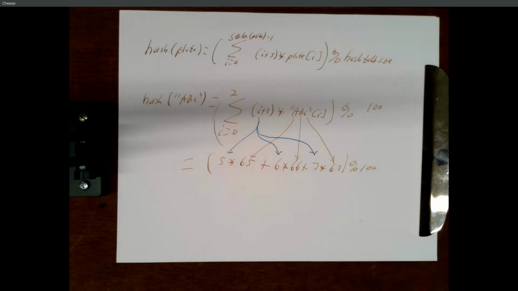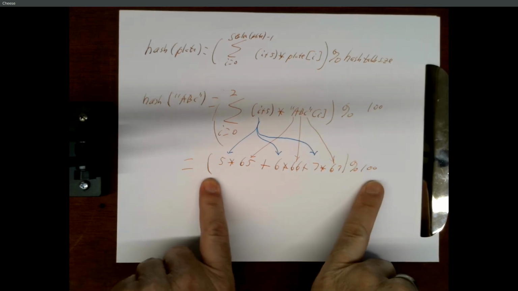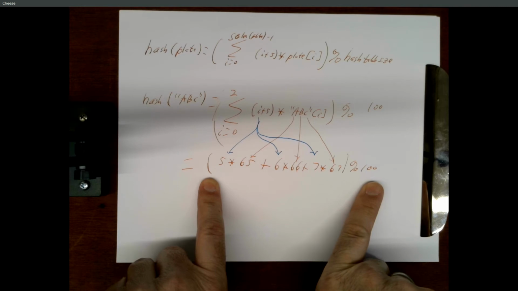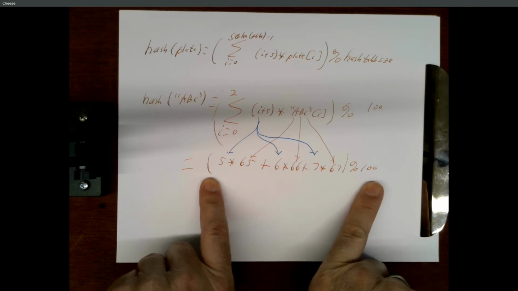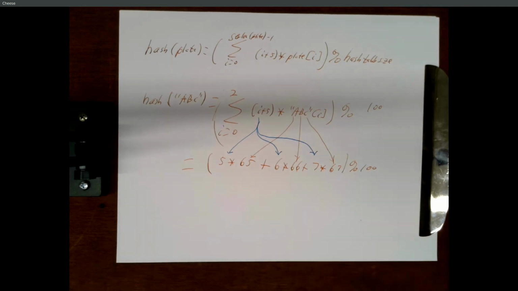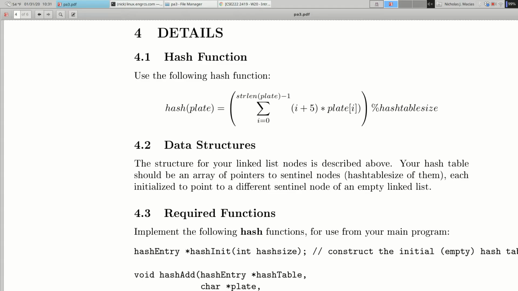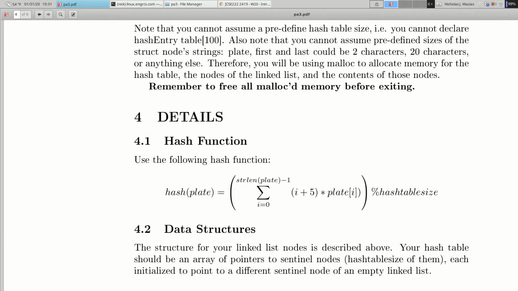What that hash function is telling me is that if I want to store ABC in my hash table, it's going to be in the linked list at this index. If this is 92, then it's going to be in linked list number 92. I go to hash table bracket 92, that's the sentinel node of the linked list I want to store this node in. All right, got an idea on the basic setup?